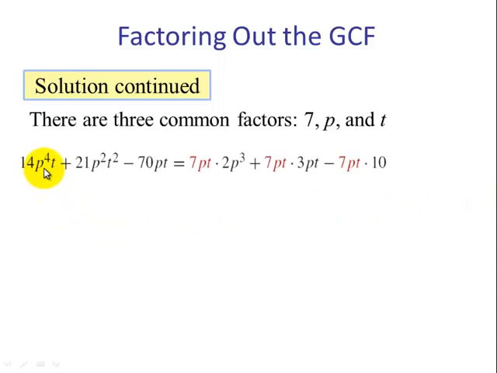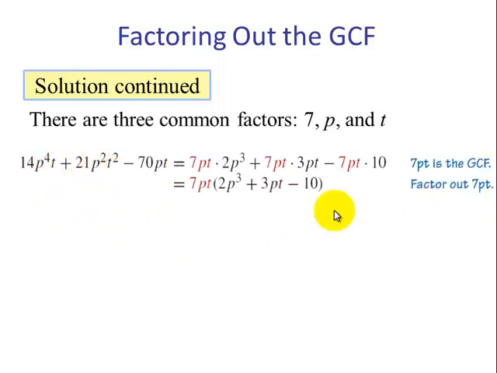So we divide each term by the greatest common factor, and we are left with 2p cubed plus 3pt minus 10. If we wanted to check this, we can use the distributive property. So multiply each term by 7pt, and we should end up with the original polynomial.